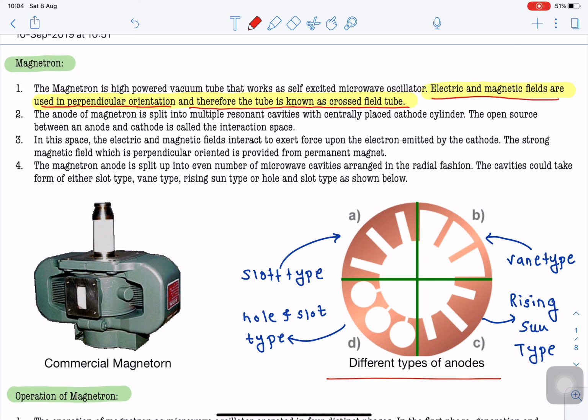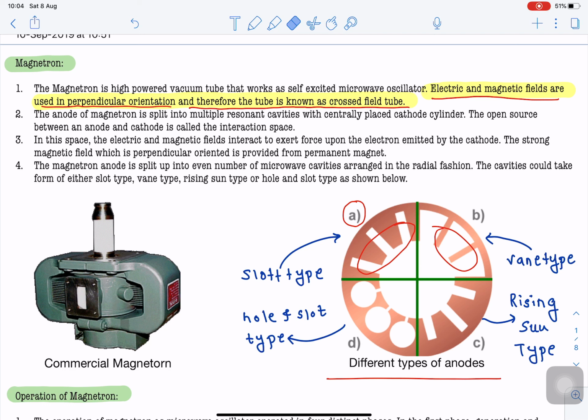The cavities can be made with different shapes. For example, in the first way, the cavity is made in the form of small slots which are drilled into the metallic surface, and these slots we call cavities. These slots can be made with different types of configuration. When we increase the size of a slot, we call it a vane type, and this is shown here in figure B.